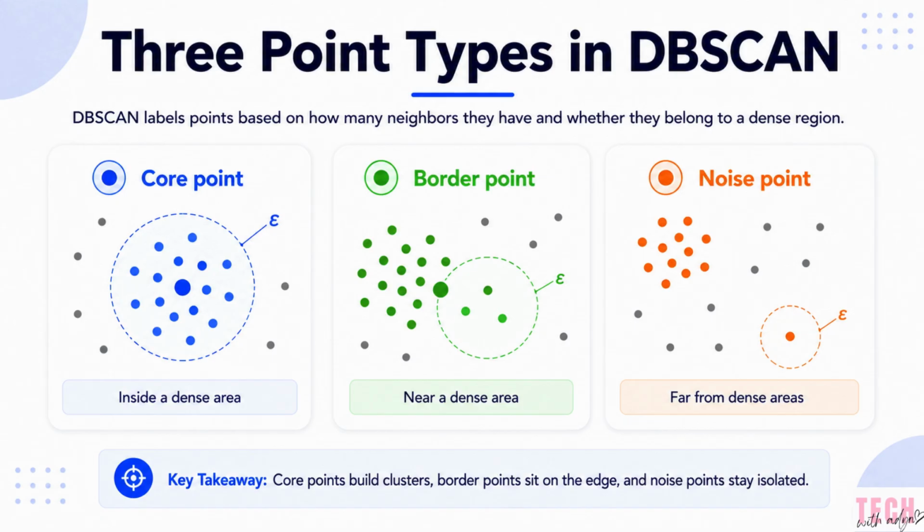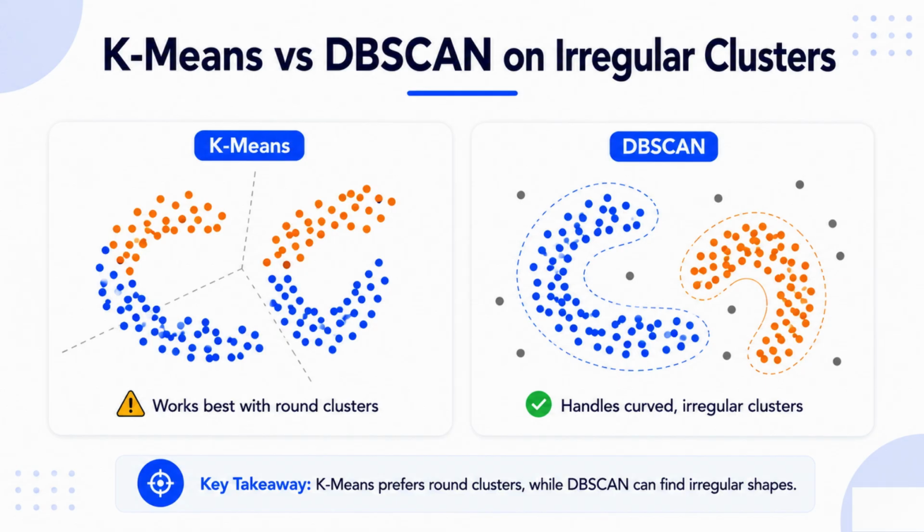If a point is close to a dense area but does not have enough neighbors on its own, it is called a border point. It still belongs to the cluster, but it is not the center of it. If a point is far away and does not belong to any dense area, DBSCAN marks it as noise. This is what makes DBSCAN different from k-means. K-means forces every point into a cluster and usually works best with round groups. DBSCAN can find irregular-shaped clusters and can leave out unusual points as noise.